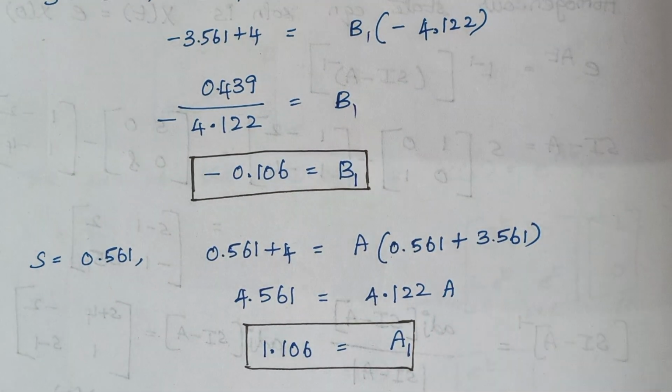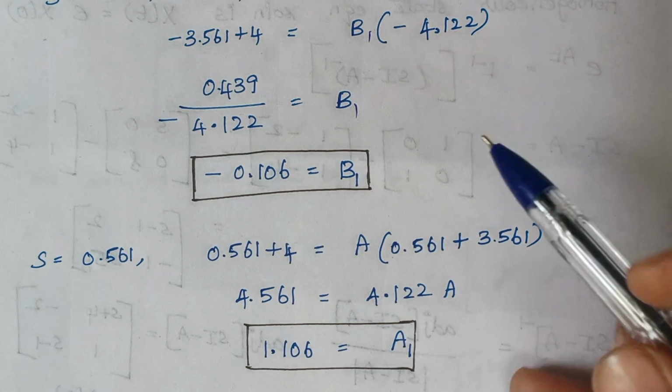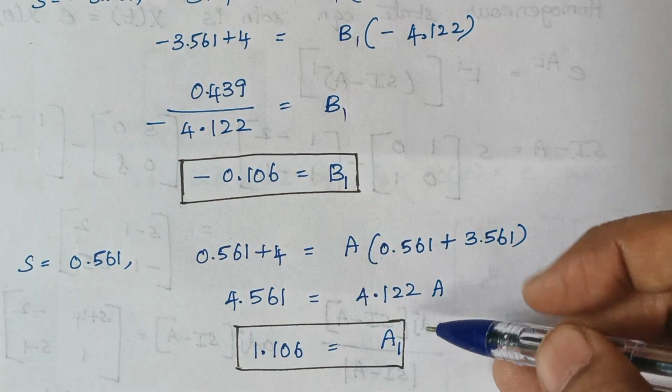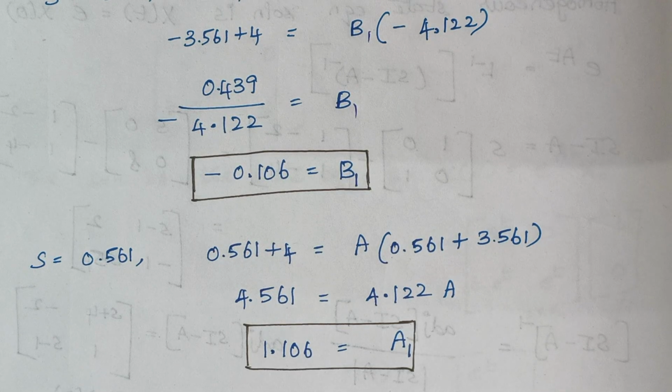Similarly, we have to calculate the values of the remaining terms. So totally this matrix has 4 elements, right? When you solve the first element, we get A1, B1. Similarly, when you solve the second element, we name them A2, B2. Third element, A3, B3. And for the last element, A4 and B4.